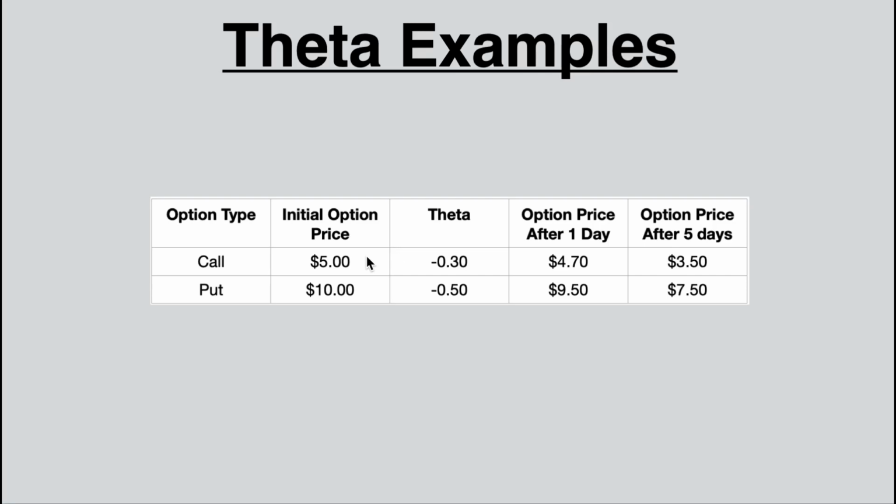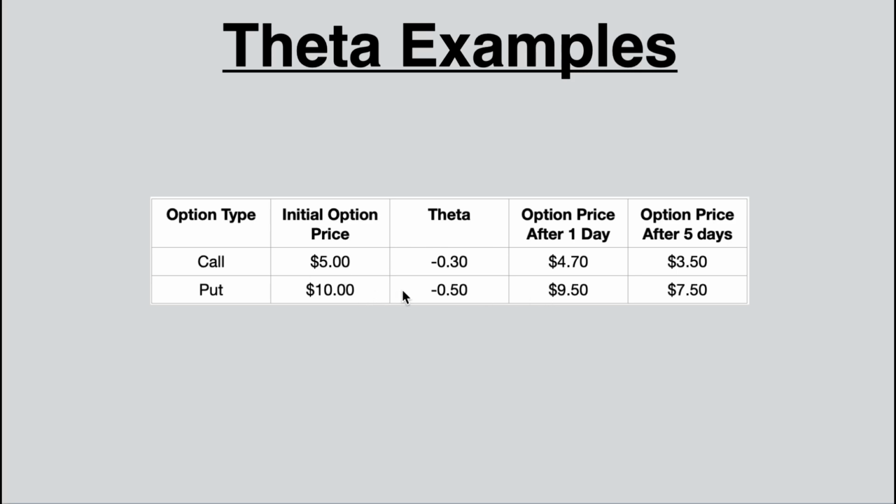And so after one day, assuming that nothing else affects the call option, we would be left with an option that costs $4.70, which is 5 minus 0.30. Now, after 5 days, we would be left with an option price of $3.50, because 0.30 times 5 is the difference between these two. And as you guys can see, as time passes by, the prices of options are just going to continuously decrease.